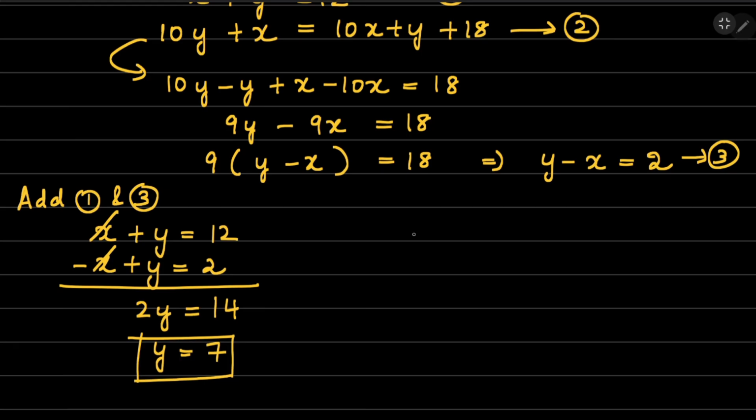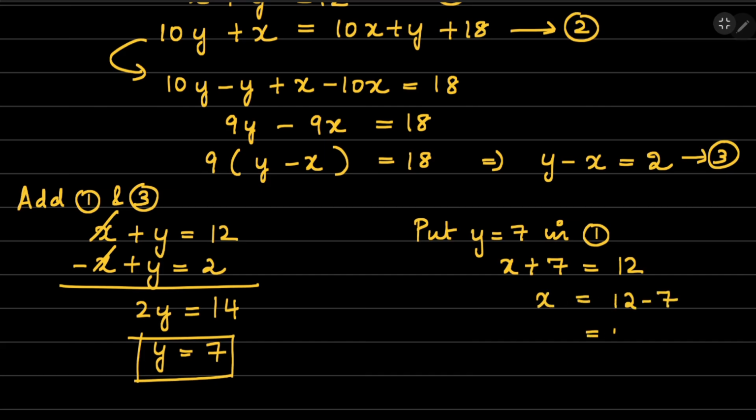You can put this in any one of the equations. So put y equal to 7 in equation 1. What do you get? x plus, in place of y, 7, equal to 12. So what is x equal to? 12 minus 7, which is 5. So you have got x equal to 5 and y equal to 7.